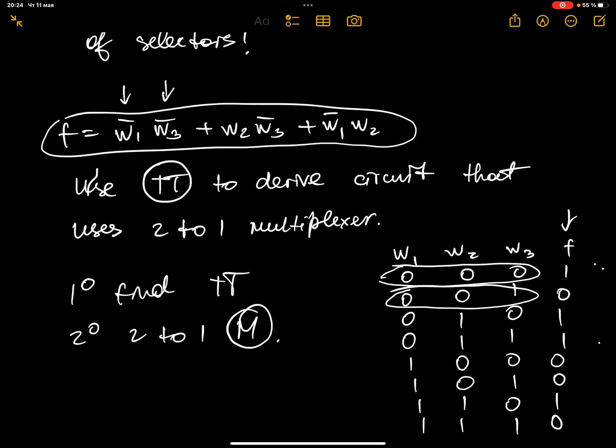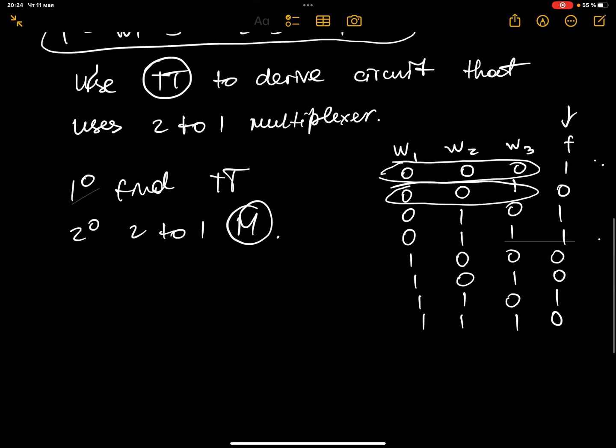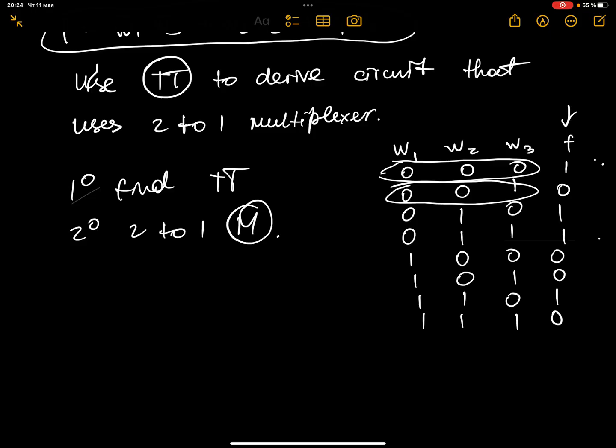Now let's analyze the truth table. It's not just about finding the truth table. In this kind of question, when you are asked to use a truth table to derive a circuit, we use the truth table to derive the circuit. We have now built the truth table, this is called the building process. Now we have a truth table, and now we have to derive the circuit. This is a very important step.